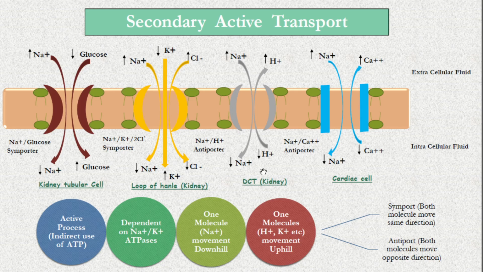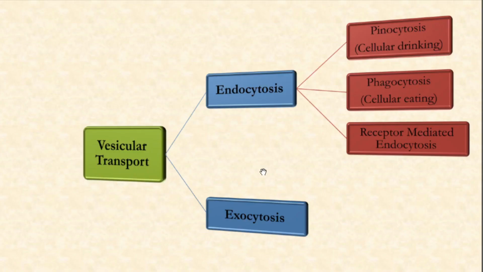Now let's see the next type of transport mechanism, that is the vesicular transport. Under vesicular transport we have endocytosis and exocytosis processes. Here in endocytosis, a molecule to get absorbed does not need to be in an aqueous state or in an aqueous solution. The endocytosis process mainly uses three mechanisms, that is pinocytosis, phagocytosis and receptor mediated endocytosis.